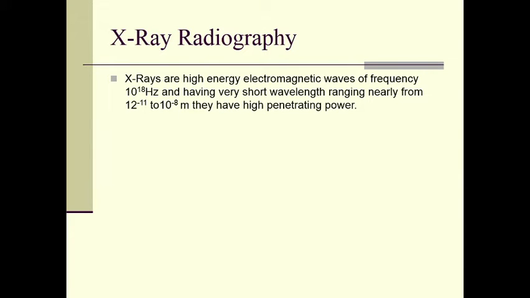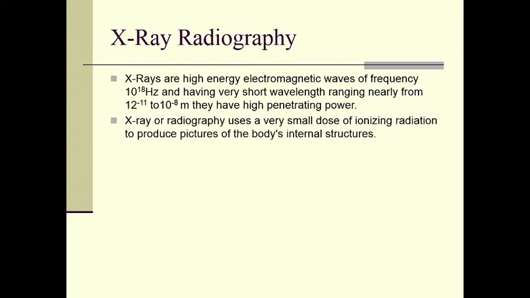X-rays are high energy electromagnetic waves of frequency 10⁸ Hz and having very short wavelength ranging nearly from 10⁻¹¹ to 10⁻⁸ meter. They have high penetrating power. So X-rays are having high penetrating power, right? They just come after the gamma rays. Gamma rays have the highest penetrating power in electromagnetic radiations, right?